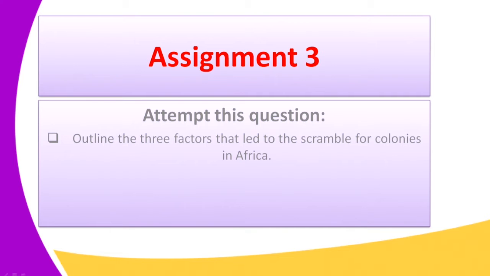Number two, a factor that led to the scramble and partitioning of Africa, is settling the surplus population. So in Europe, because of the Industrial Revolution, machines replaced human labor, and there was migration of people to urban centers. Therefore, the population grew in number, so the excess population was to be settled in the colonies in Africa.